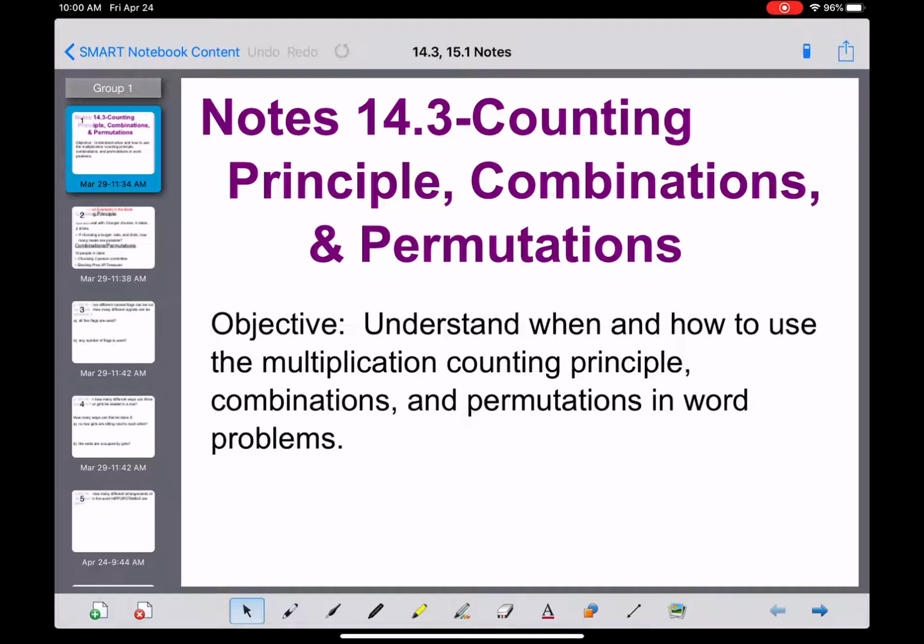As we get into this, you can see our objective here is to understand how and when to use this multiplication counting principle, a combination or permutation in these word problems. And then moving forward, and we're doing it with probability, just realize that not every problem is a permutation or a combination. And so I'm going to be talking about this blank method that you would have seen back in Algebra 2 as well.